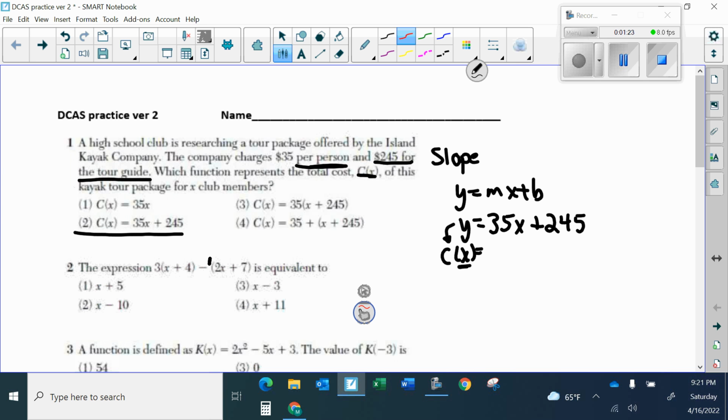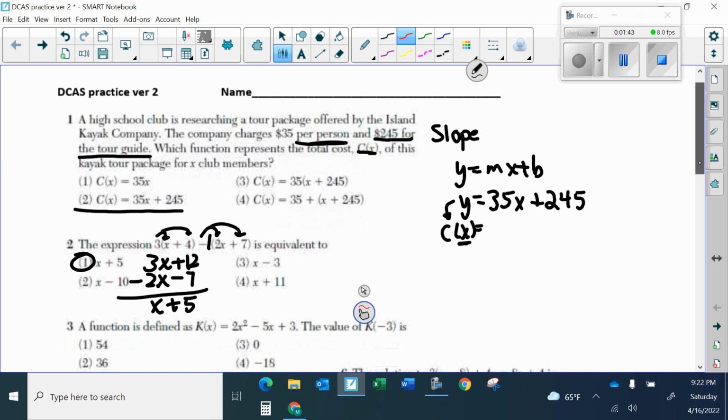All right, the expression that right there is equivalent to... So here, I want to see if you can distribute correctly. And then I should go ahead and do that, and I get 3x plus 12 there. I get minus 2x, so I'm going to line that up under like terms, and I get minus 7, line that up under like terms, and add straight down, and I get x plus 5. And there's my answer. Okay.